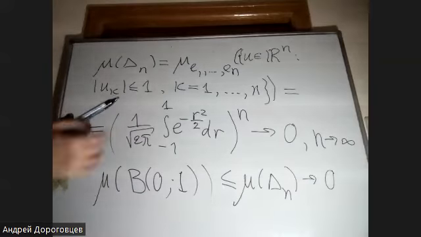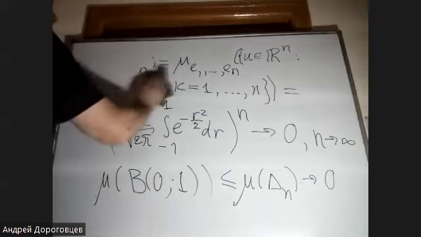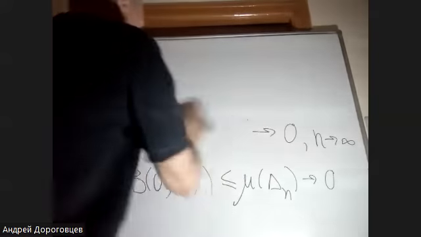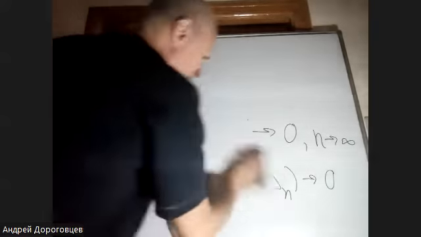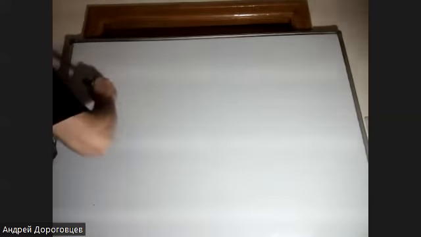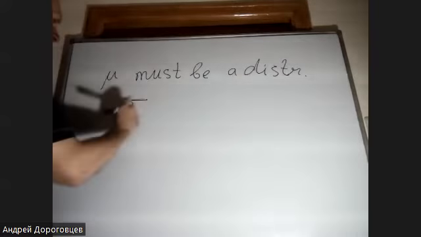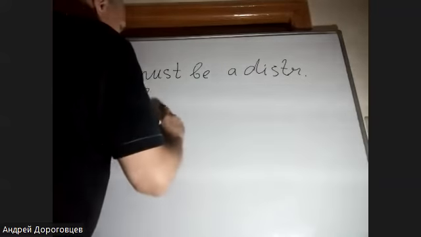Of course, one can imagine the reason why we have such a bad example. Maybe it happened because of the structure of our sequence of independent identically distributed Gaussian elements. Actually, we can suppose that mu must be a distribution of the following random element, the sum from k equal one to infinity of xi_k e_k.